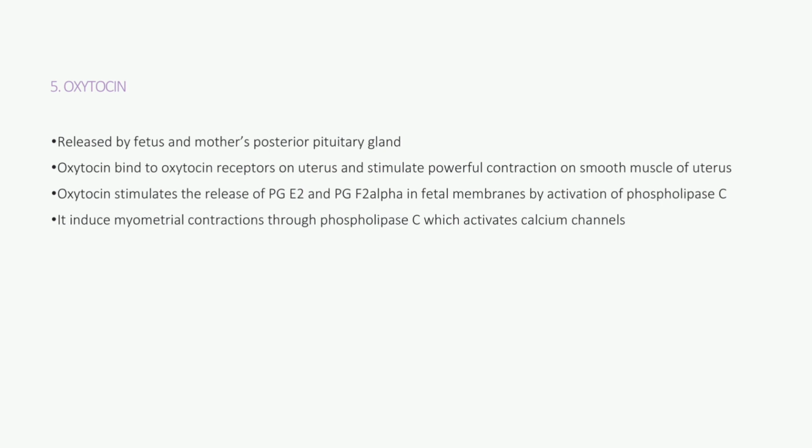The next one is oxytocin. It is released by the fetus and the mother's posterior pituitary gland, and this oxytocin binds to oxytocin receptors on the uterus and stimulates powerful contraction of the smooth muscle of the uterus. Oxytocin stimulates the release of prostaglandin E2 and prostaglandin F2 alpha in fetal membranes by activation of phospholipase C. So it induces myometrial contractions through phospholipase C, which activates the calcium channels.